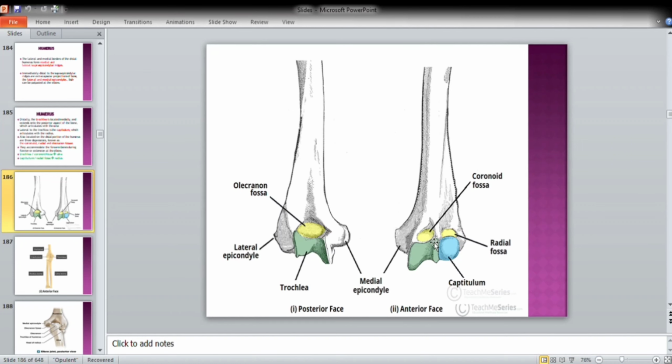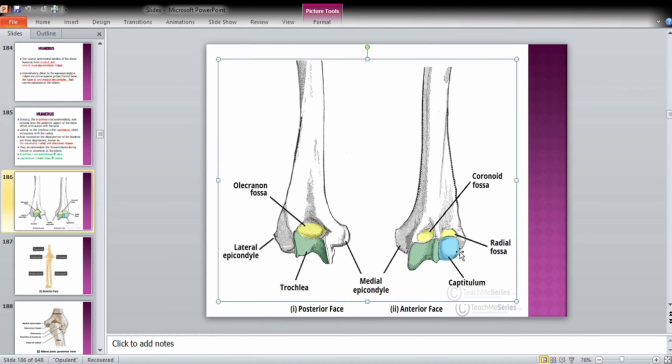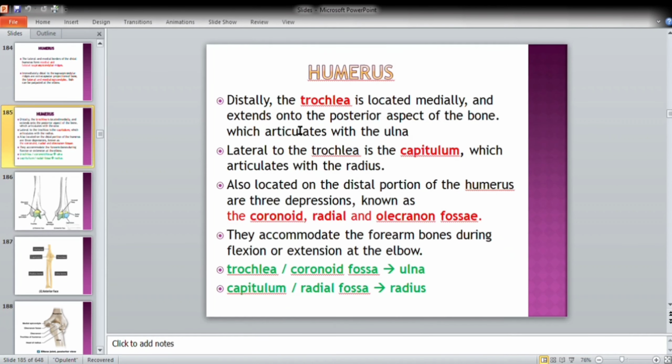So there are three fossae basically. Anteriorly lies the radial fossa, along with the coronoid fossa, and posteriorly lies the olecranon fossa. And the trochlear region. The trochlea is shown here, this green region, and the capitulum. Distally, the trochlea is located medially and extends onto the posterior aspect of the bone, which articulates with the ulna. Lateral to the trochlea is the capitulum, which articulates with the radius.